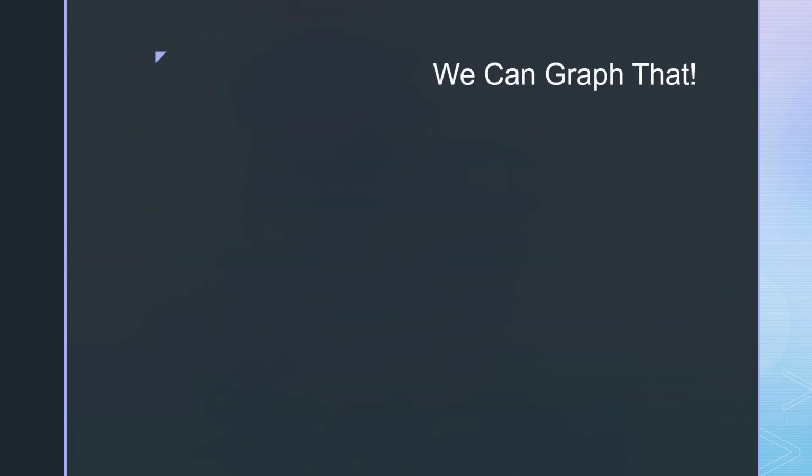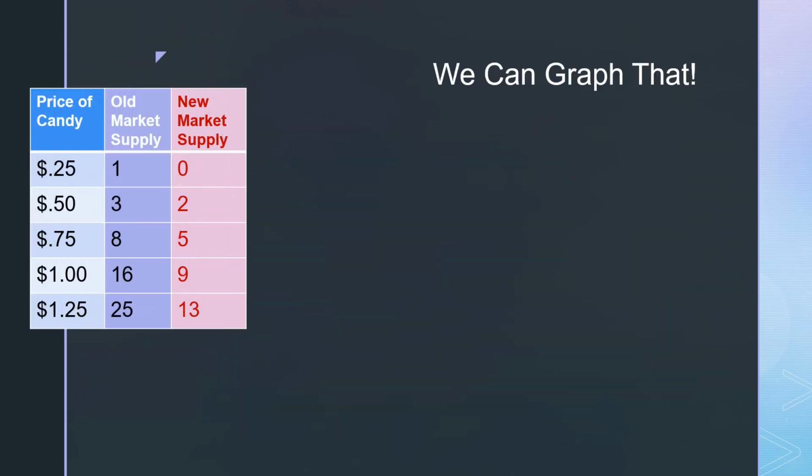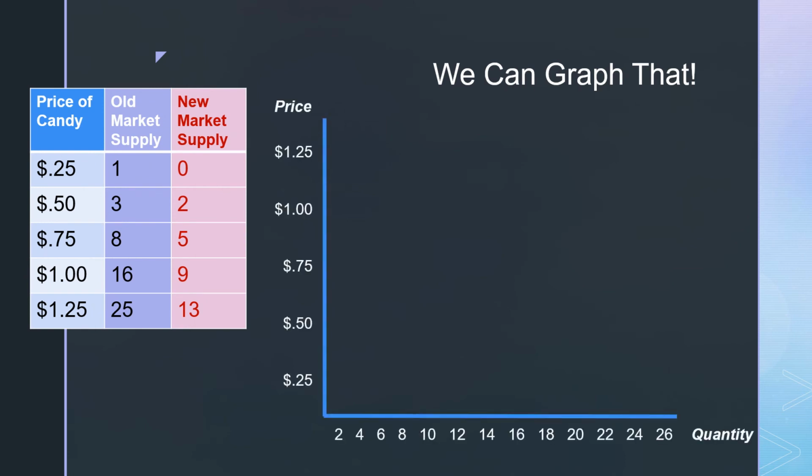So once again, we can graph that. Go back to that graph that you drew earlier and go ahead and add our new market supply. So this was our original market supply curve here. If you need to, go ahead and pause the video, plot out our new market supply curve, and just see what happens.